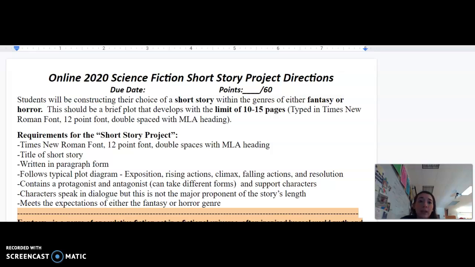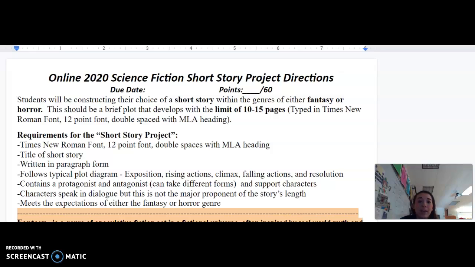Students will be constructing their choice of a short story within the genre of either fantasy or horror. This should be a brief plot that develops within the limit of 10 to 15 pages. So that would be typed in Times New Roman font, 12-point font, double-spaced, with an MLA heading. So for this, as far as your requirements for the short story creation project, it must be Times New Roman font, 12-point font, double-spaced, with MLA heading.